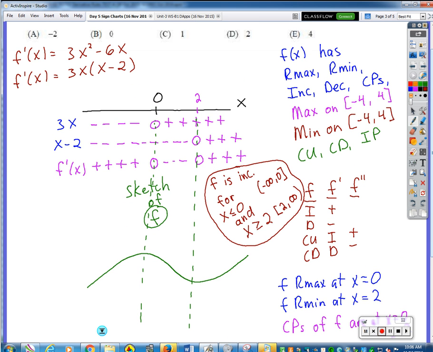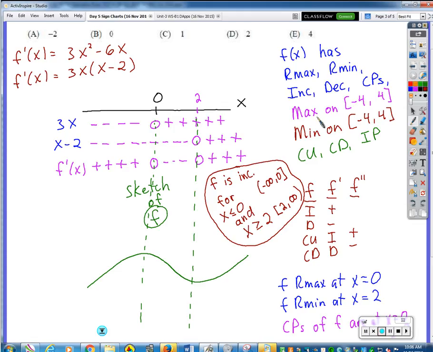Okay, next one. So we've done our relative max, our relative min. Now we have to do the max and the min. I made up this interval. The -4 to 4 is simply an example. When you encounter a problem, they'll give you whatever interval they give you. Are you with me? So I just gave you an interval, they'll give you one.